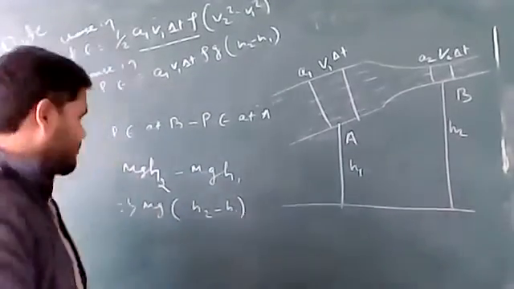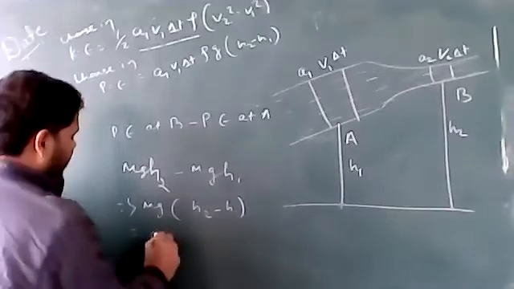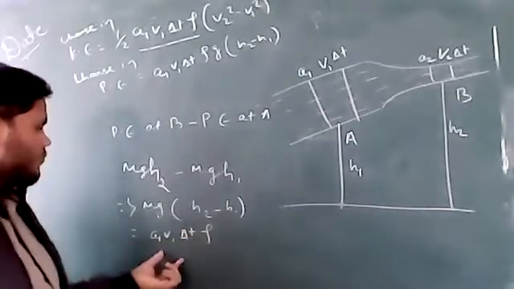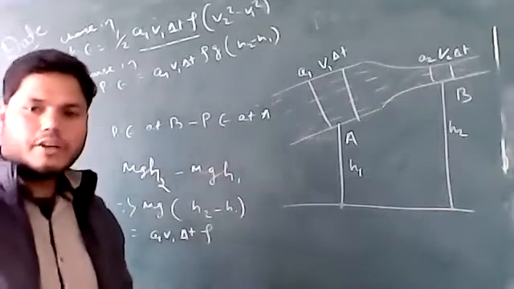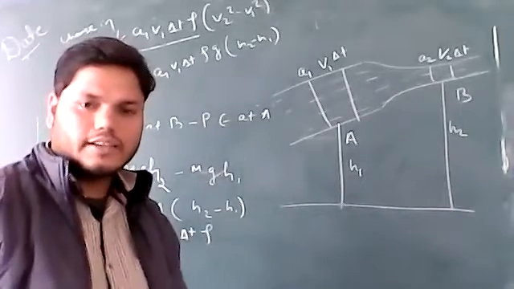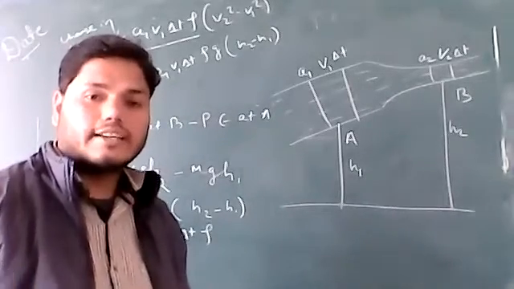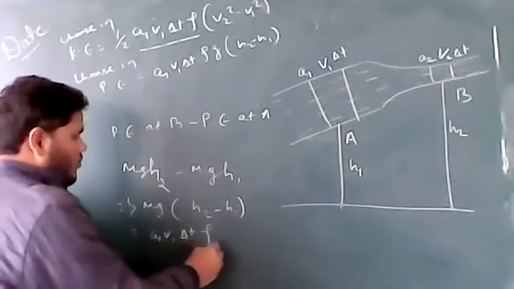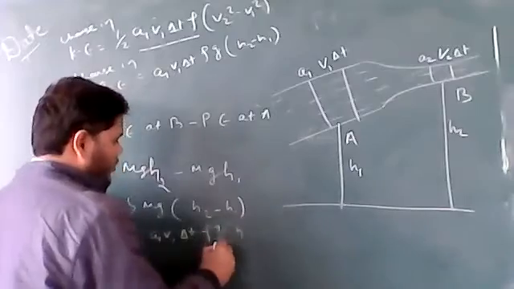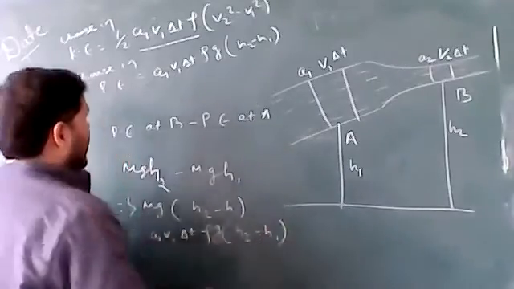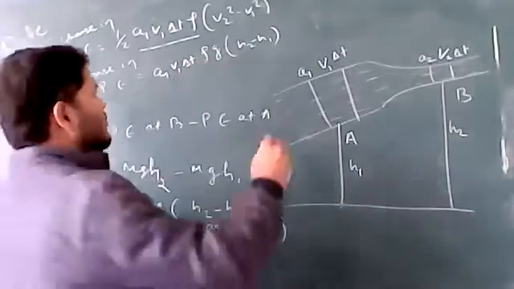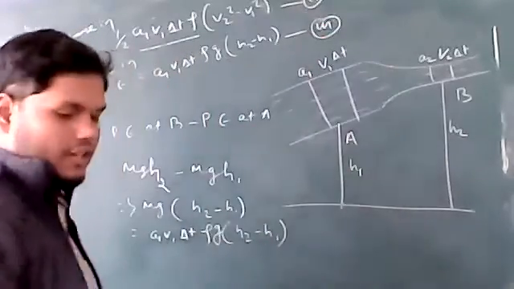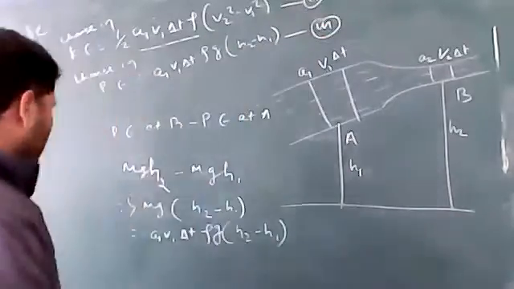Then m means what? A1 v1 delta t into rho. That is the m. We have proved in equation 1, m equal to A1 v1 delta t into rho equal to A2 v2 delta t into rho. So A1 v1 delta t into rho into g into (h2 minus h1), that we have written here. So this is equation number 2 and this is equation number 3.